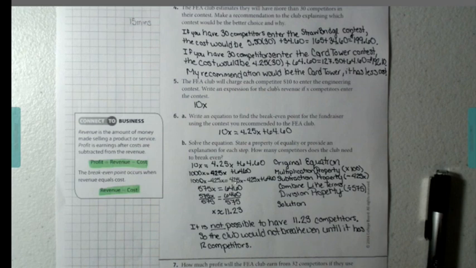Then we move on to 5. 5 says that the club is now going to charge each competitor that enters the engineering contest $10. So we came up with this 10x. 6A asked us to set the expression 10x equal to the recommendation that we gave, which should have been the cart tower of $4.25 per person, plus the $64.60 in extra expenses. And I worked through that in step B, and you can see my work is all provided.